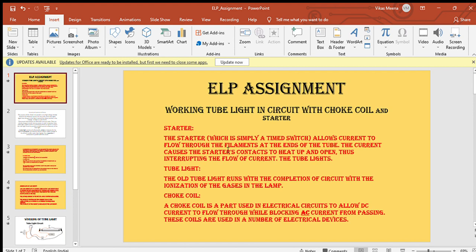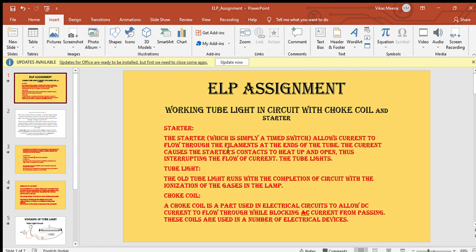Now, what is a tube light? The tube light basically runs on the principle of completion of a circuit with the ionization of gases which are trapped in this lamp. Although the ionization constant for gases is very low, still the electrons start to flow through them, and a circuit is completed. So a current starts to flow through the gases.